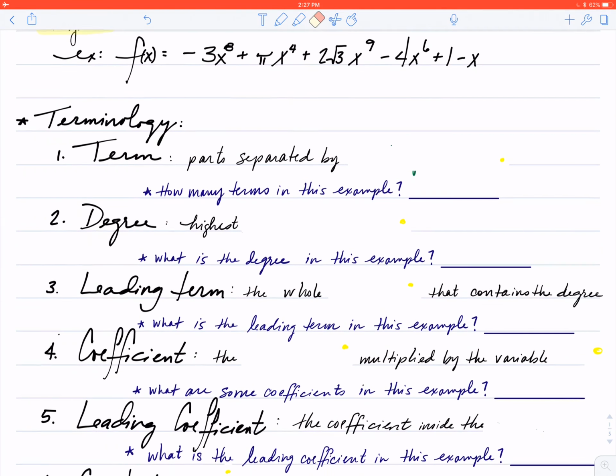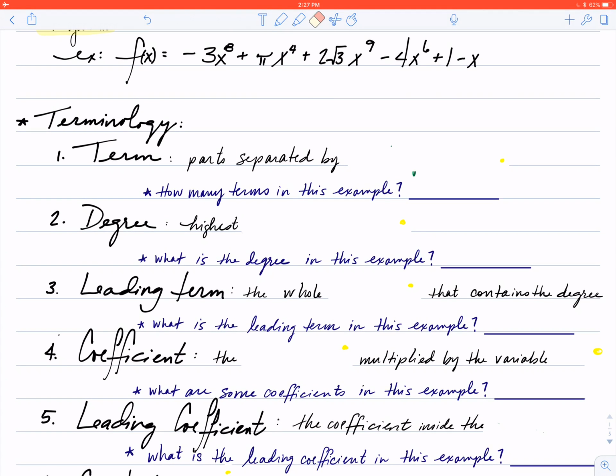So the first term is term. These are going to be parts that are separated by positives and negatives, or by pluses and minuses. So my suggestion now is to pause the video and just answer, how many terms do you have in this example? The second definition is degree. This is going to be the highest power in my polynomial.